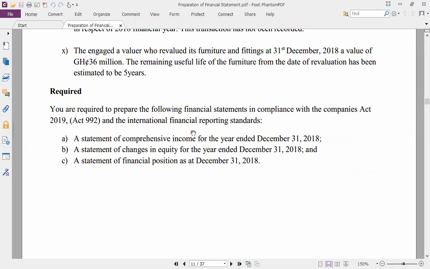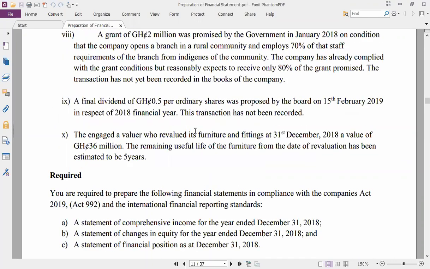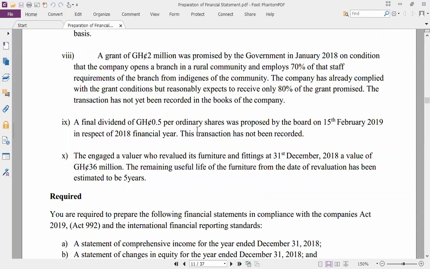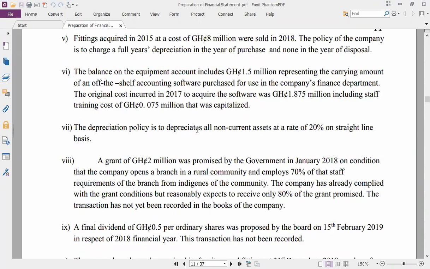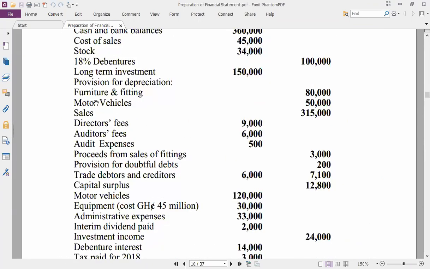So I want to quickly prepare these three statements without touching anything in a footnote, and then we pick it from there. Then we will be adding the footnotes one after the other. Even if you know where to post the individual items from the balance sheet, at least it will serve as good news. Let's see.